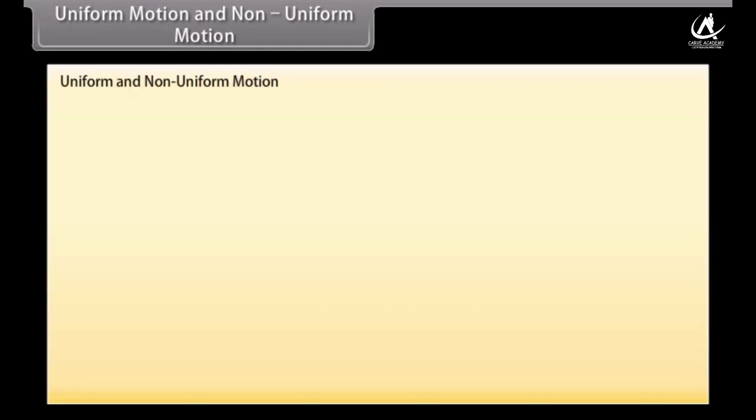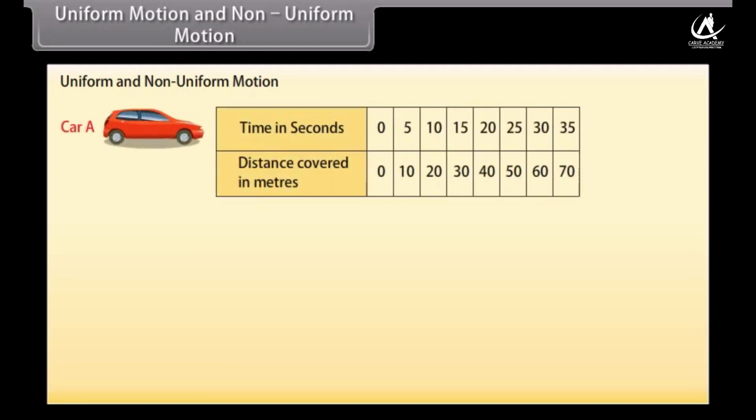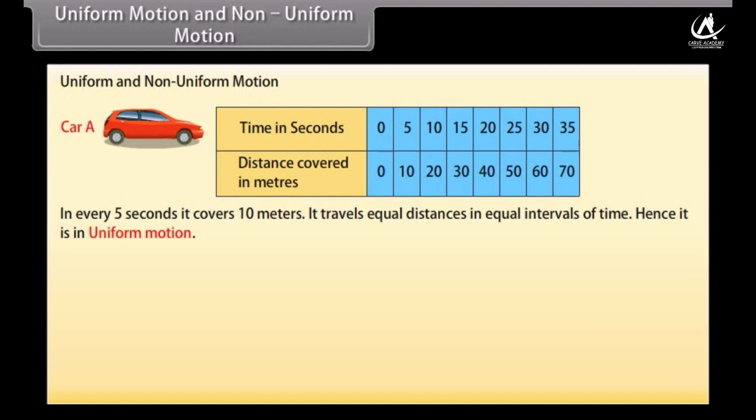Uniform motion and non-uniform motion. To understand uniform and non-uniform motion, let's take one example. Look at this table. This is the distance covered by car A. We can see that in 0 seconds it covers 0 meters. In 5 seconds it covers 10 meters. In 10 seconds it covers 20 meters and so on. Or we can say that in every 5 seconds, it covers 10 meters. It travels equal distances in equal intervals of time. Hence, it is in uniform motion.